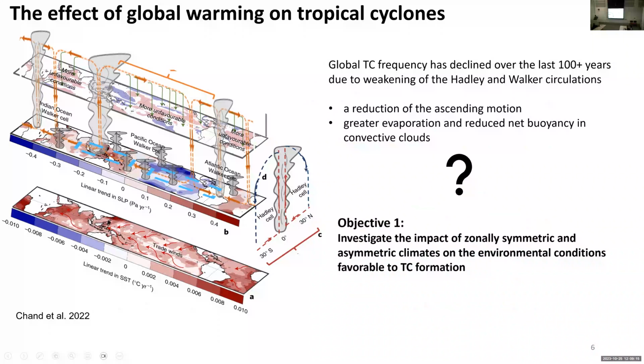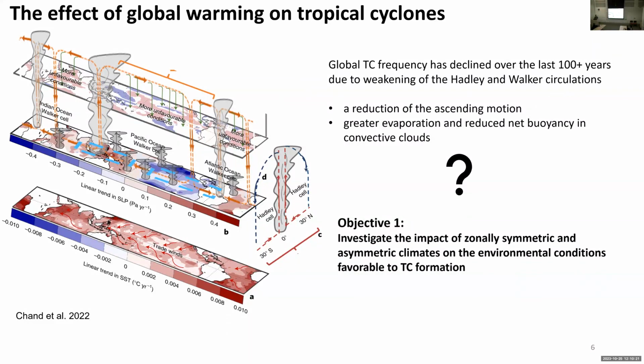that they find a weakening of the tropical circulations, like the Hadley and Walker circulations. Hadley circulation is a meridional overturning, rising on the equator and going down in the subtropical area. And Walker circulation is a zonal overturning circulation. For example, in the Pacific, air rises in the western tropical Pacific and goes down in the eastern Pacific. Once these two tropical circulations are weakened, it brings a reduction of the ascending motion and greater evaporation and reduces the net buoyancy of the cloud. So all these conditions are unfavorable to TC formation.